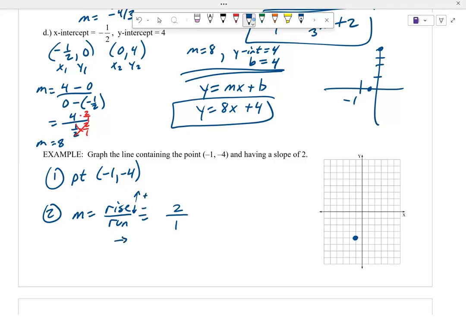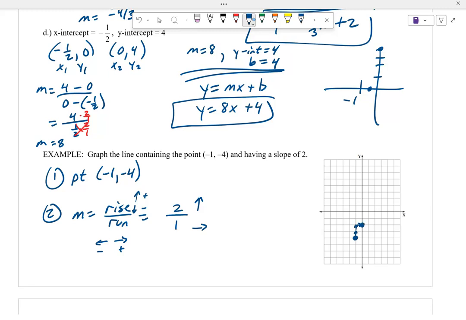My run is my horizontal change. So if it's positive on the bottom, I'm going to go to the right. If it's negative, I'm going to go to the left. Well, this is a positive 2, so I'm going to go up 2, and it's a positive 1 on the bottom, so I'm going to go right 1 from the point I already graphed. So let's count it. Let's go up 2 and right 1.